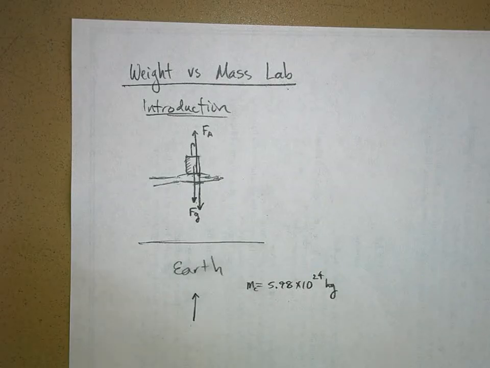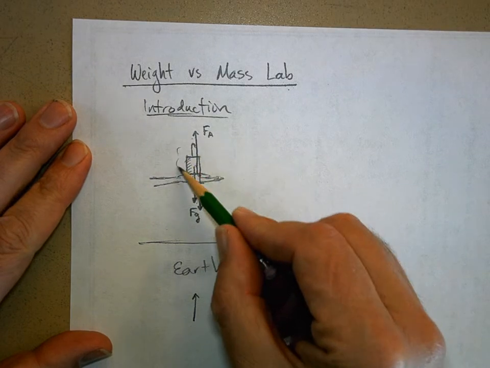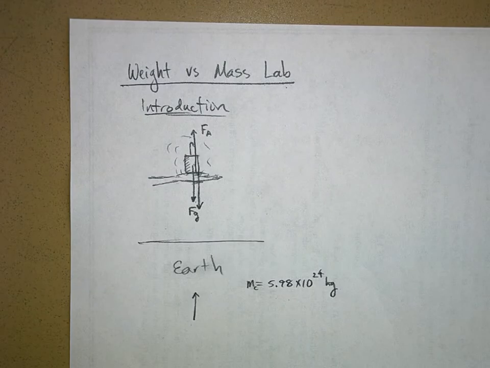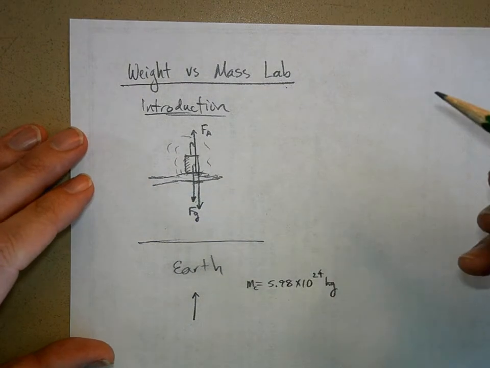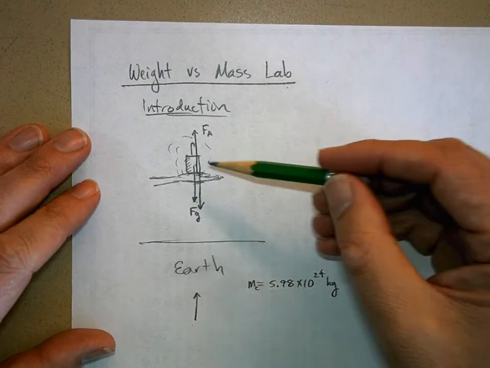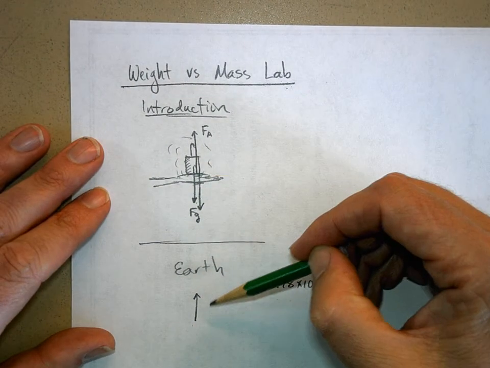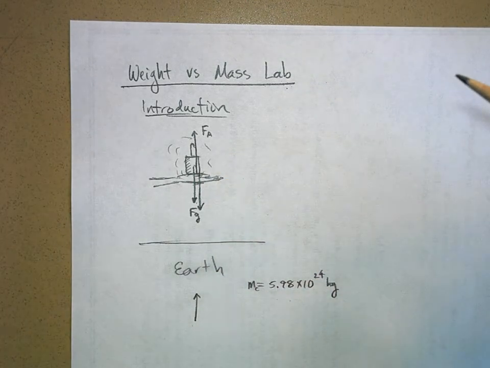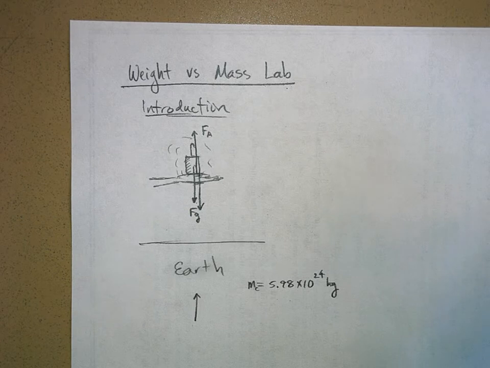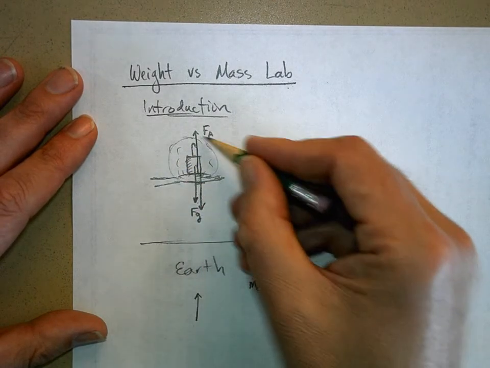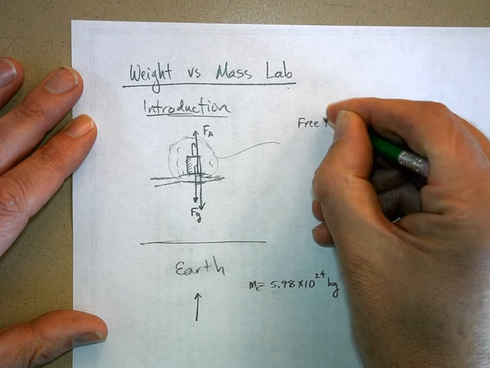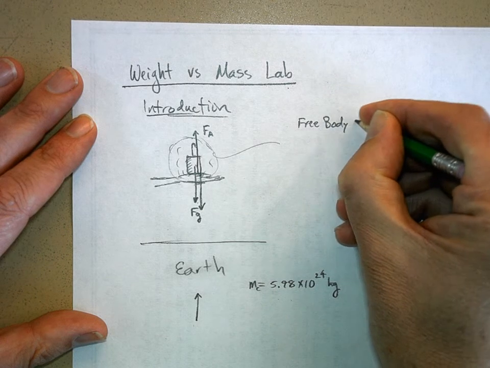Well, what do I really want to do, though? I want to take a look at just the mass. So what did I draw? Well, remember in the videos I talked about this? This is the interaction diagram. I'm showing the interaction between the mass and the earth and the mass and my hand. But I only want to look at the massive object itself. So I separate it and draw what's called a free body diagram.